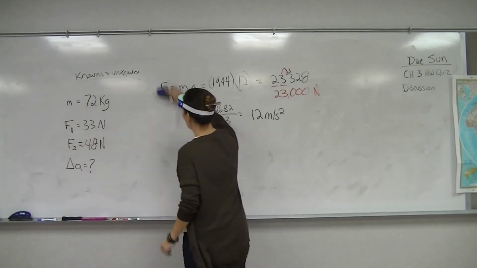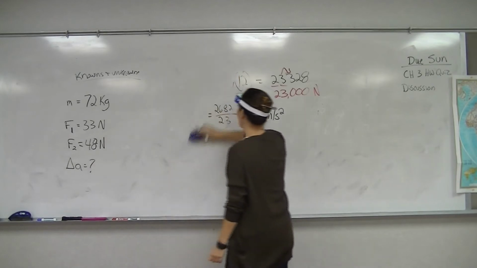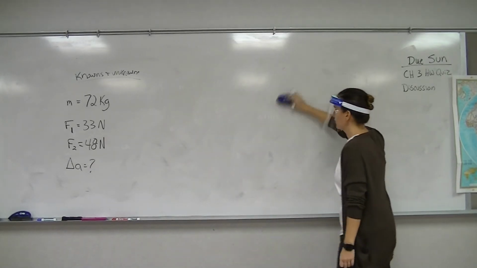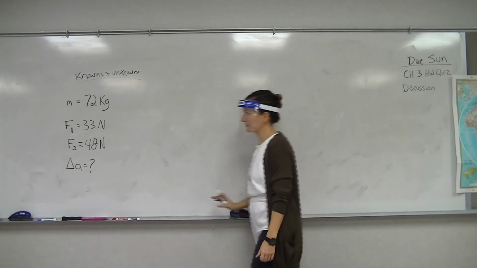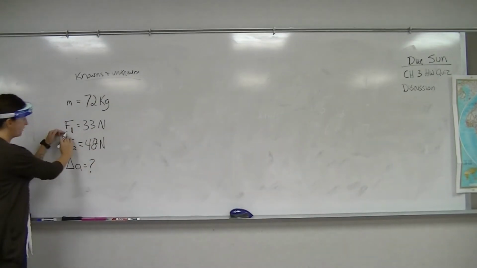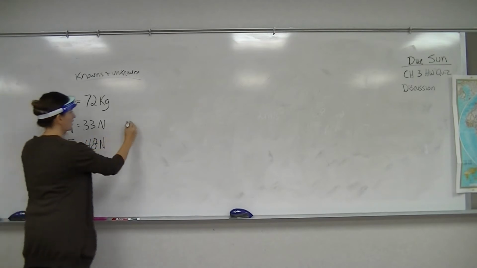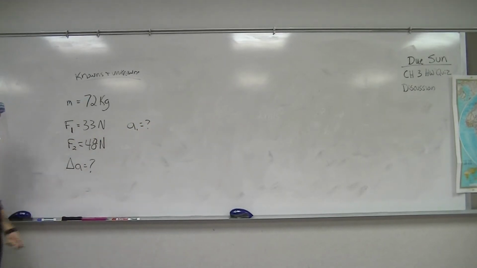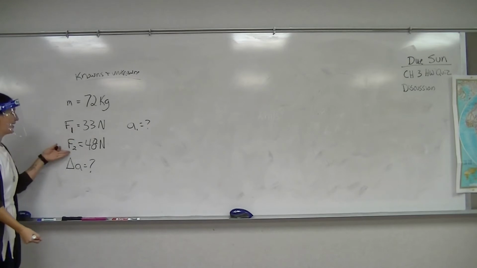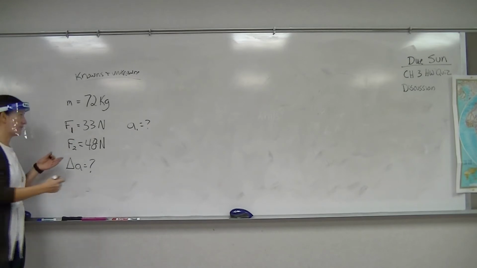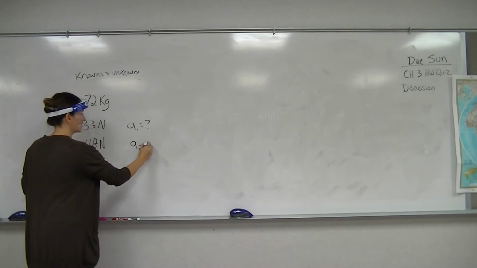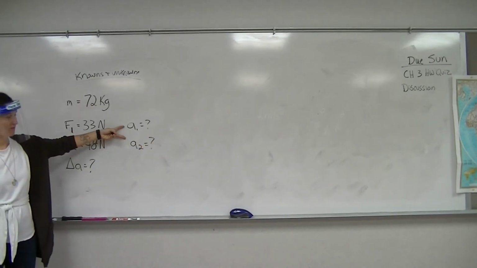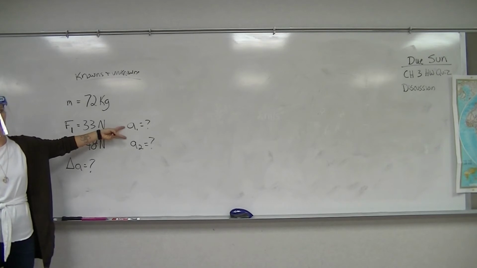So how do I calculate my change in acceleration? Well, change in acceleration, or change in anything, is always your final minus your initial. What that means is, I need to figure out, when I apply a 33 Newton force, what's my acceleration? How fast am I accelerating at that force? Then, when I increase my force, what's my new acceleration? Because once I know these, to figure out the change in them, I just subtract them from each other.